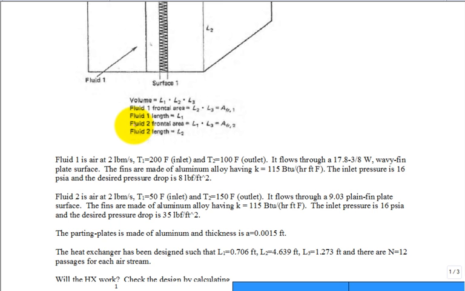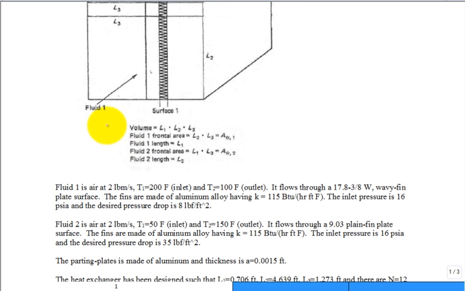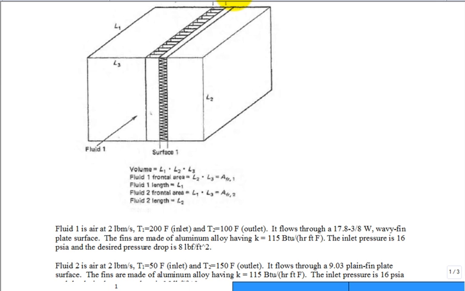So basically, there is a thickness of the plate right there in between them. Make sense? Okay.